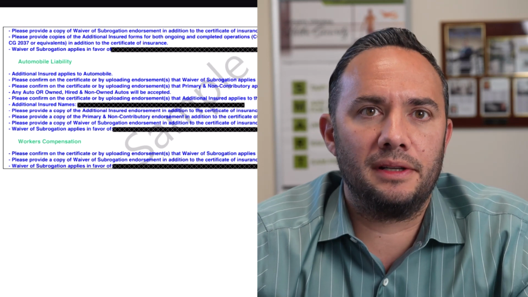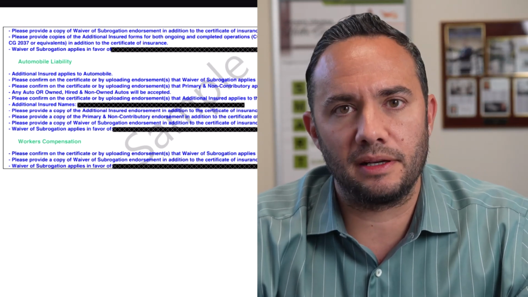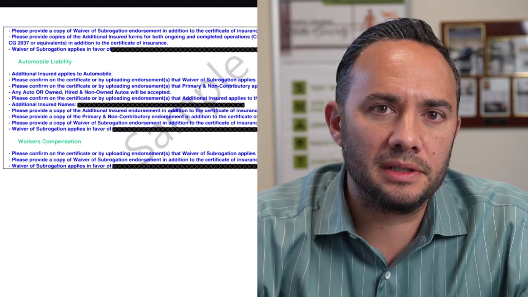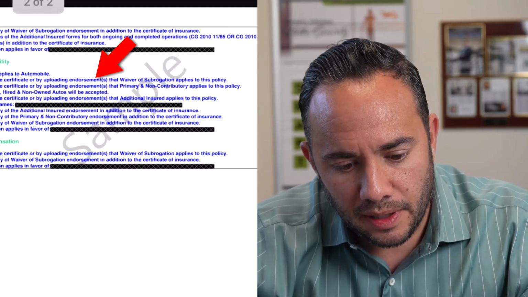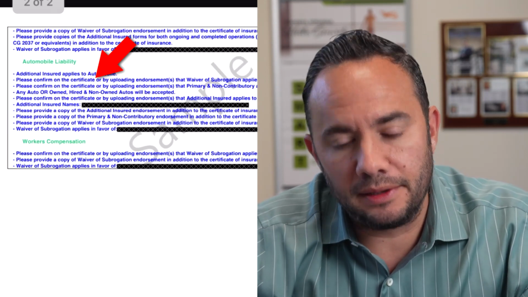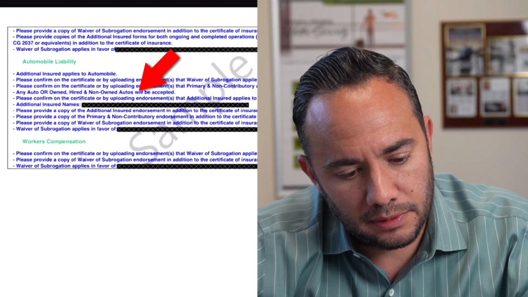So if you have a personal auto policy, and you're trying to get on a job such as this one, you're going to need to transfer that into a business auto policy. Could be more expensive, could take more time, could delay you on the project or getting paid. They also want waiver of subrogation, primary and non-contributory wording on the auto policy. Any auto or owned, hired, and non-owned autos will be accepted.